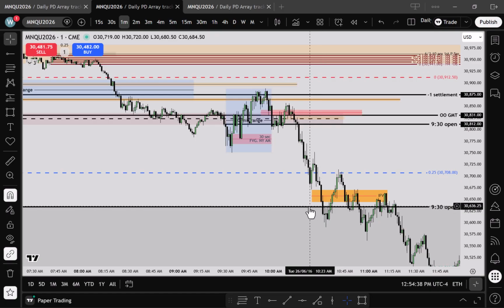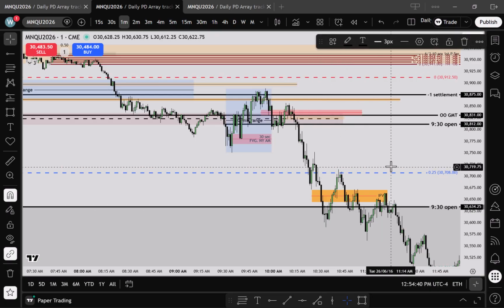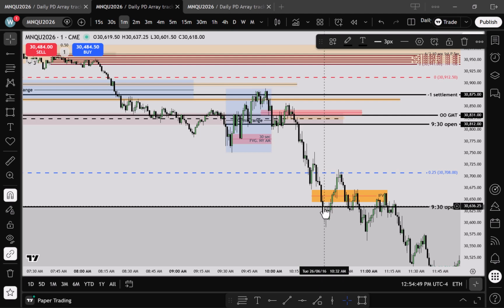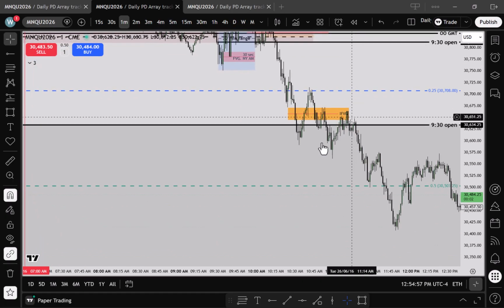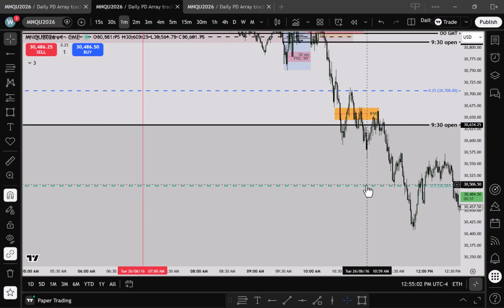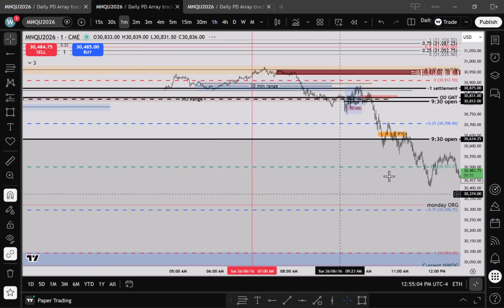This 9:30 open is yesterday's. I just had it on there to mark yesterday's opening range gap. Anyway, the majority of my take profit was right here, and then I left some on to get to, let me clarify something here.